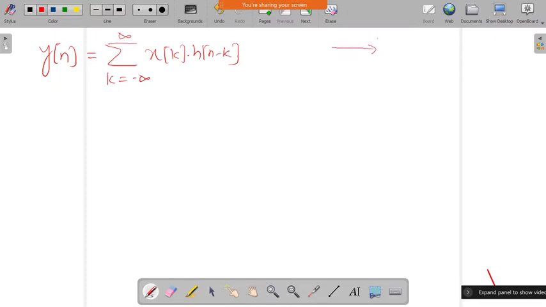Now if I give a system an impulse as an input, what is the response of the system to an impulse? The output of the system in response to an impulse is called the impulse response.